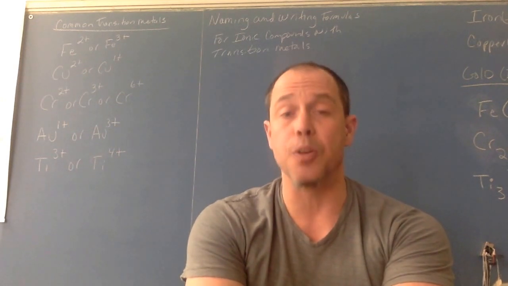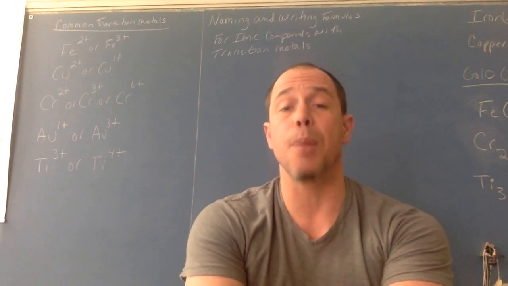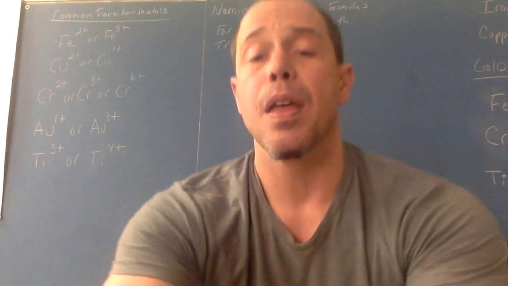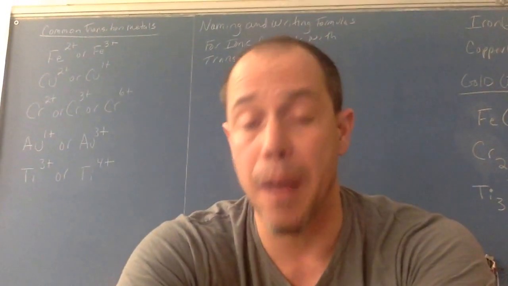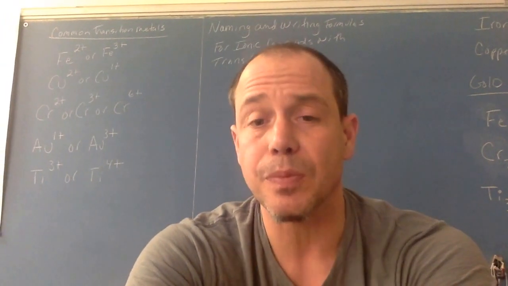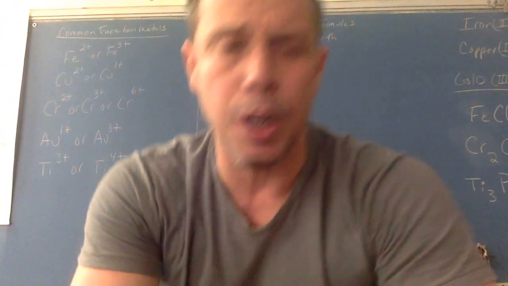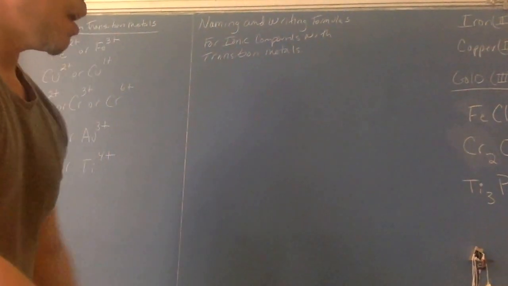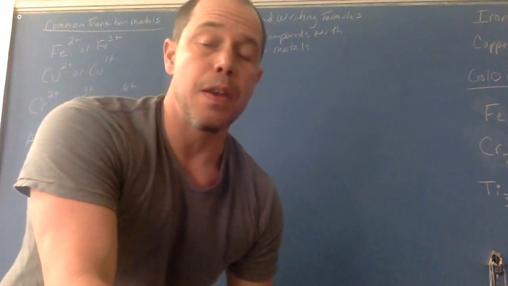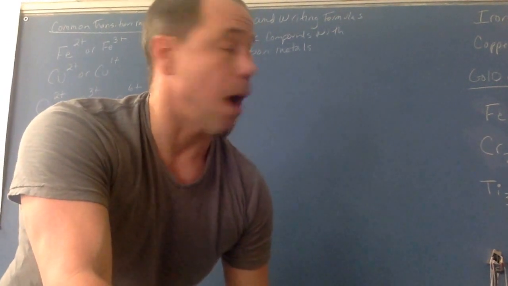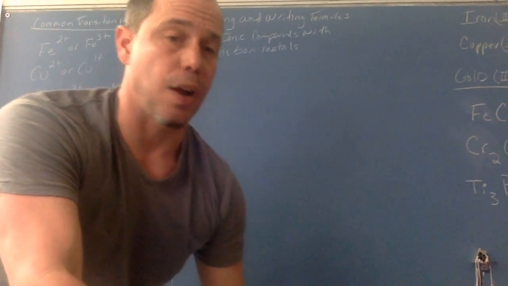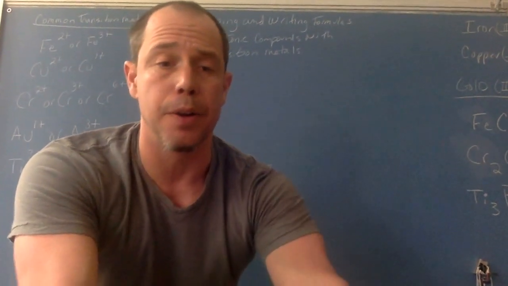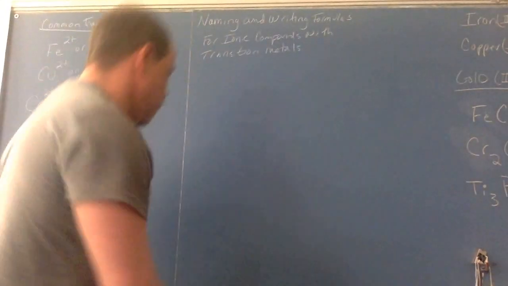So like I said, the first thing we're going to do is start by writing formulas for some of these ionic compounds that contain transition metals. So let's take a look at one. I hope you're following along here, and of course you're going to have to take notes as we go. So the first name that we're going to deal with is iron 2 nitride. So let's take a look at how to write the formula for iron 2 nitride. So let's write that on the board first.